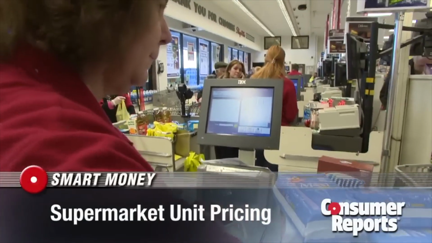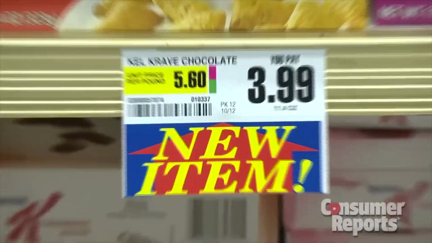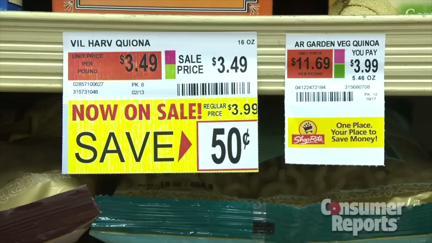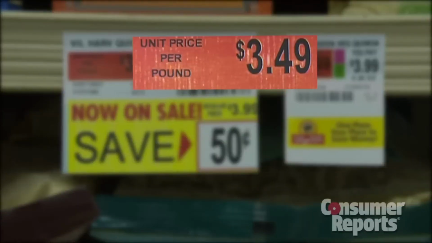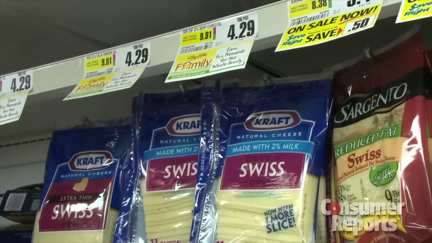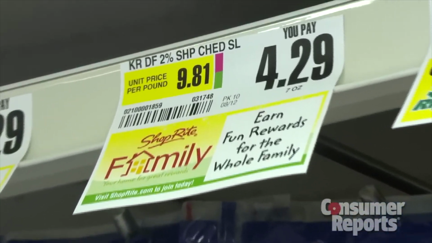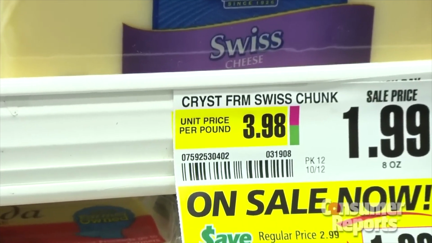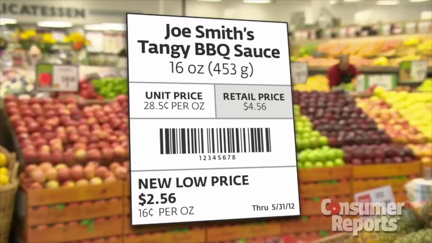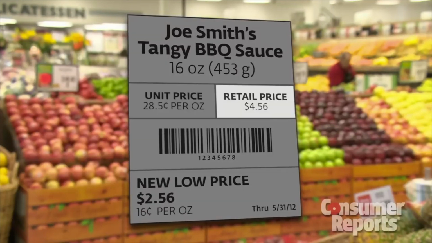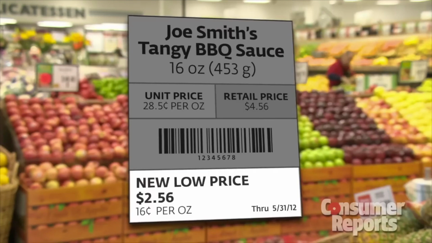Who isn't looking to save at the supermarket? This little unit pricing label ought to be your best friend. Good ones make it easy to compare prices. The unit price on the left shows quinoa that cost $3.49 per pound. But the one on the right cost $11.69 per pound, 3 times as much. And this sliced Swiss cheese costs $9.81 per pound. Compare that to the unsliced that costs $3.98 a pound, almost a $6 difference. Label like this is easy to read and easy to use. It lists the unit price, the regular retail price, and the sale price.